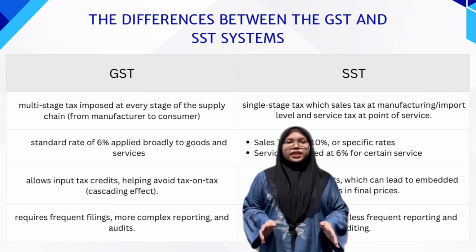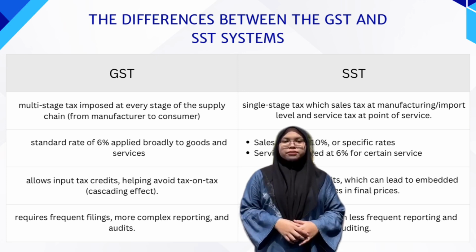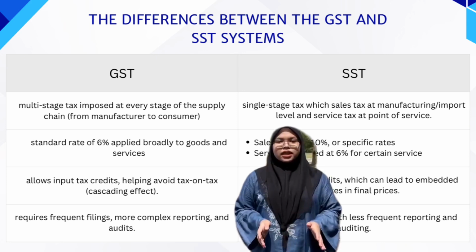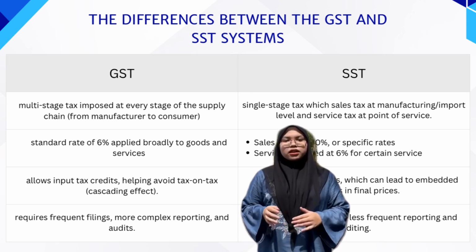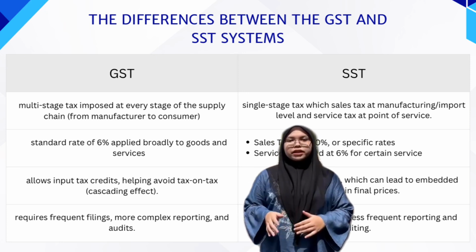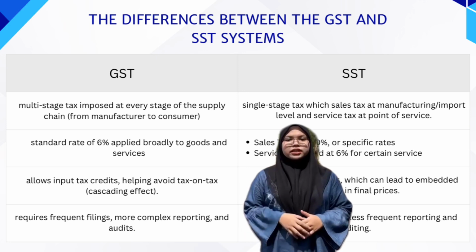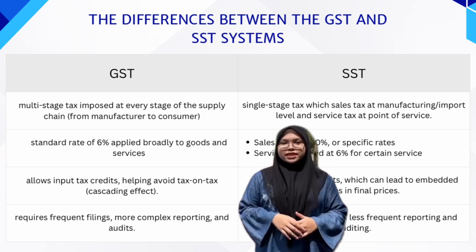Okay, for the second difference, GST applies a standard rate of 6% broadly to goods and services. For SST, sales tax is 5%, 10% or specific rates depending on the products. The service tax is fixed at 6% for certain services.